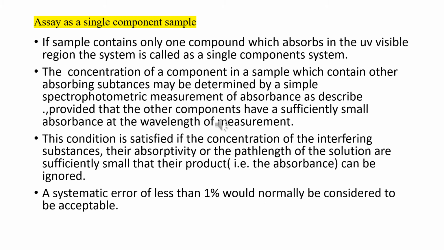This condition is satisfied if the concentration of the interfering substances, their absorptivity or the path length of solution are sufficiently small that their product, that is the absorbance, can be ignored. A systematic error of less than 1% would normally be considered to be acceptable.